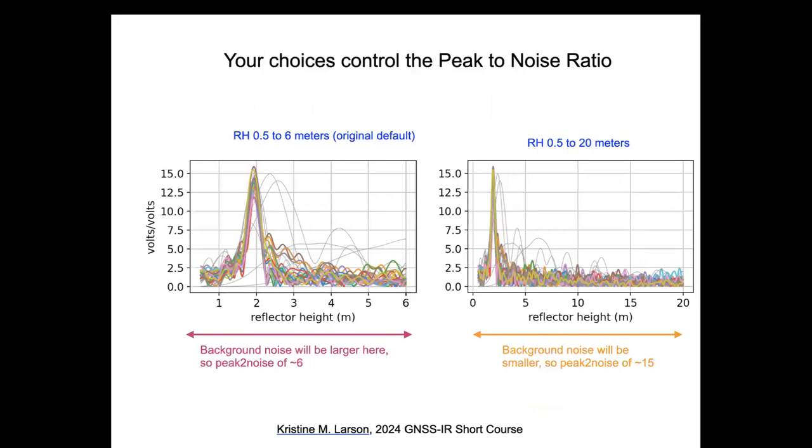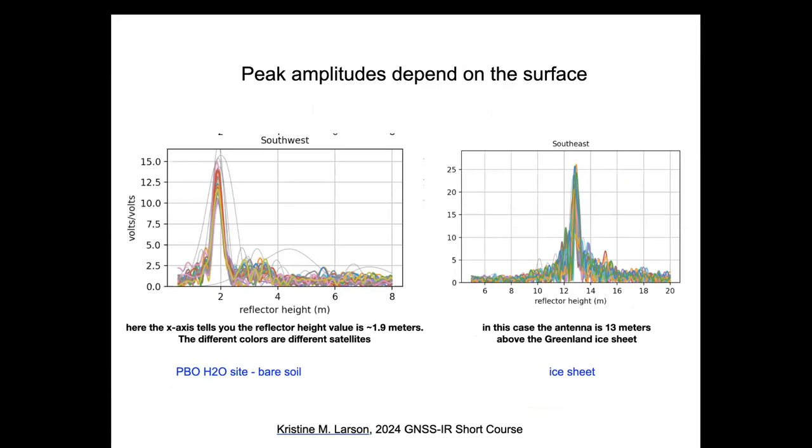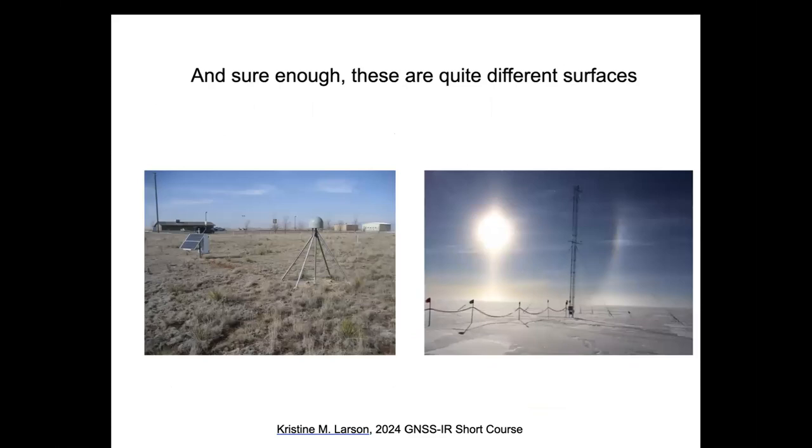So again, if you say I want the noise metric to be measured over 20 meters, you'll get a different average than if you say the default. Again, peak amplitudes depend on the surface. In this case, it's soil. Do I tell you that? Yes, it's bare soil. You'll see the amplitude's about 12 and a half. This is ice, and you see the amplitudes are close to 25. Those are not the same surfaces. They have different dielectric constants.